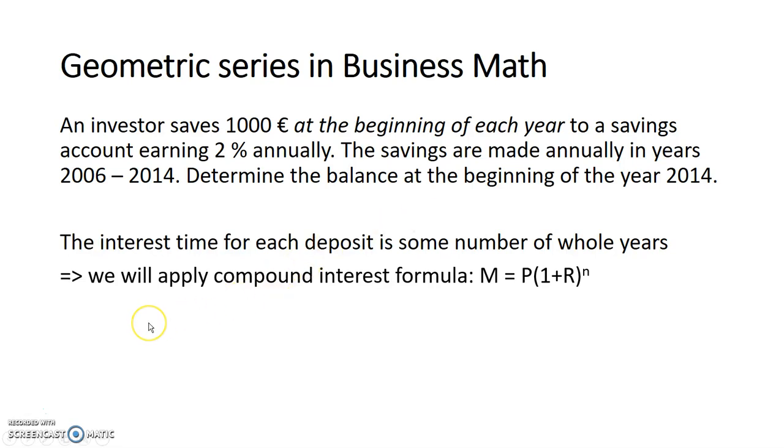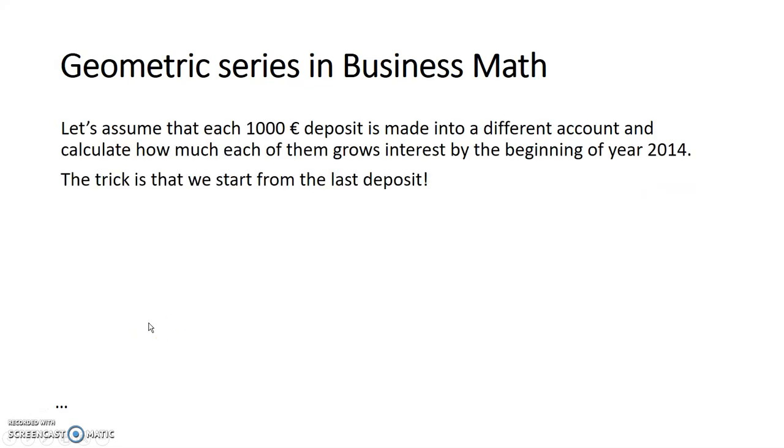Alright, let's start working. And we will do the same kind of a trick, that we still think that each and every deposit is made to a different account. And we calculate how much each of them will grow until the beginning of 2014. That was the time we were asked to calculate the balance. But we need to do another trick. We will start from the last deposit. Okay, let's have a look.